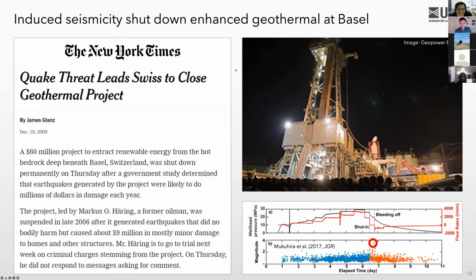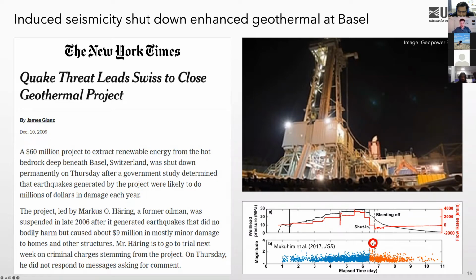This is one of the early ones in Basel, Switzerland, where you can see about 6 days after they started injecting water underground to stimulate a reservoir for bringing hot water up towards the surface. Over time, the bottom is earthquakes, the top is wellhead pressure in black and flow rates in red. You can see they started pumping. Wellhead pressure was 0 at first, and they pumped very aggressively within the first few days, got up to 30 megapascals. And then you can see the earthquakes just started from almost the beginning, took off, and they realized they had a problem. They shut in the well.